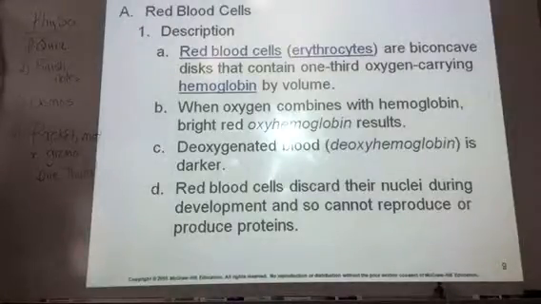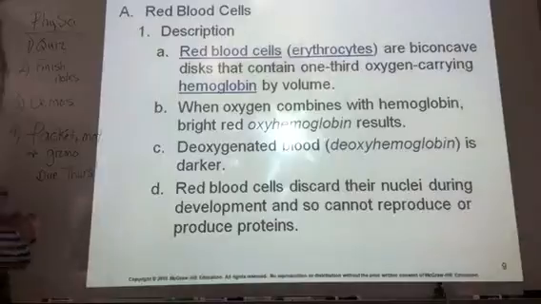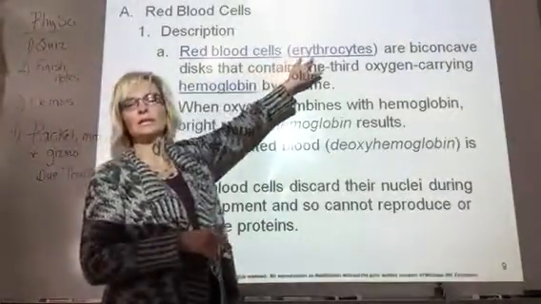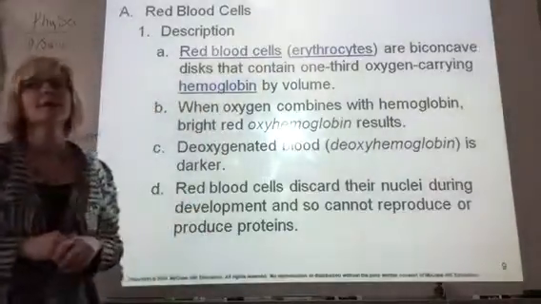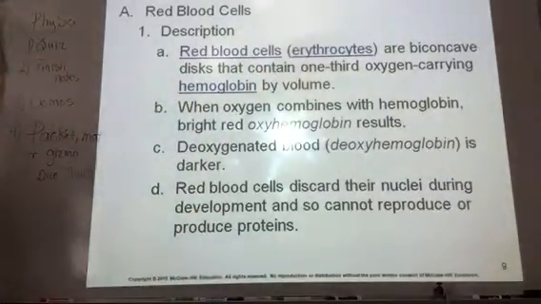Red blood cells are the first ones that we're going to look at. Scientific term, erythrocyte, so that you should know. Erythrocyte is a red blood cell. Biconcave deals with the shape. Sometimes they're called donut shaped because they're kind of a little bit flattened in the center.